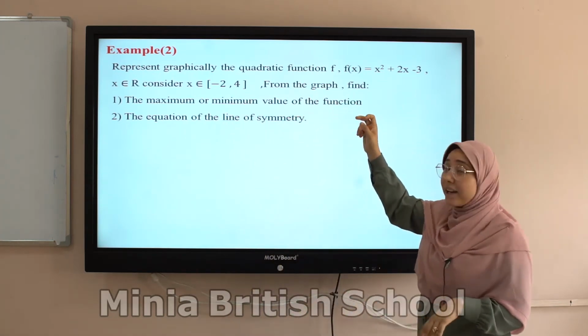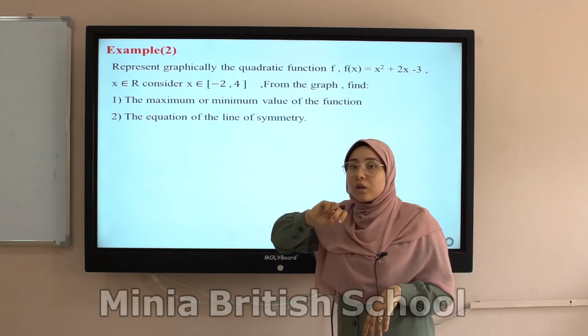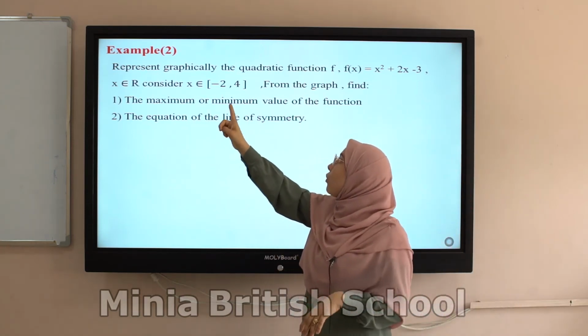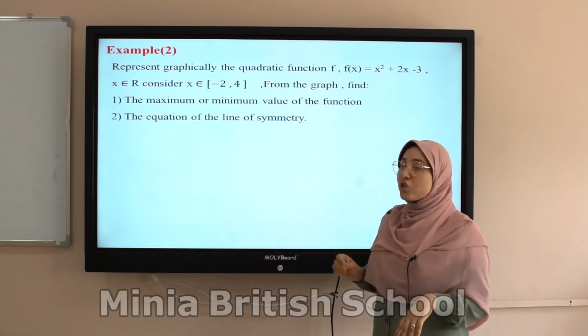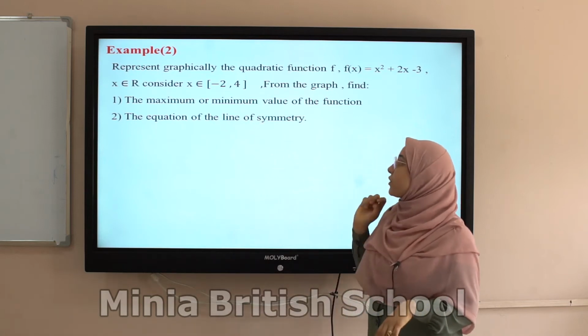From the graph, find something. First one, the maximum or minimum value of the function. The equation of the line of symmetry.